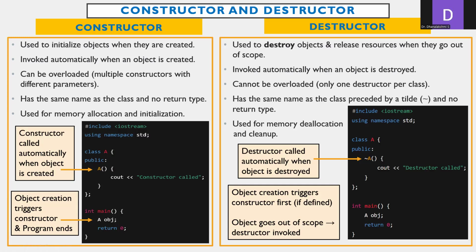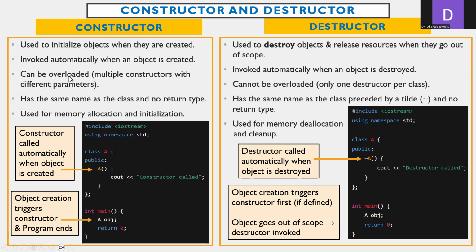These two together make sure the objects are properly created, used and cleaned up without us having to manually manage memory or initialization every time. Now coming to the difference between the constructor and destructor. A constructor is used to initialize objects when they are created. Destructors are used to destroy objects and release resources when they go out of scope. Constructors are invoked automatically when an object is created. Destructors are invoked automatically when the object is destroyed.